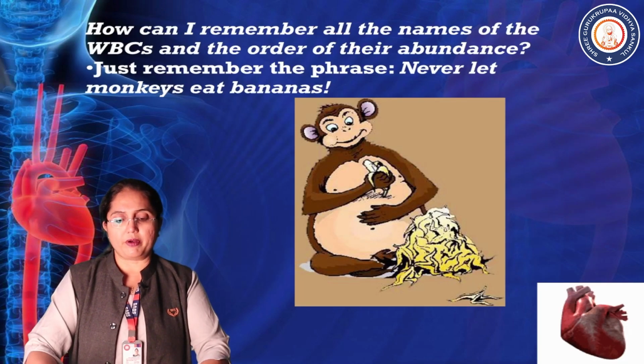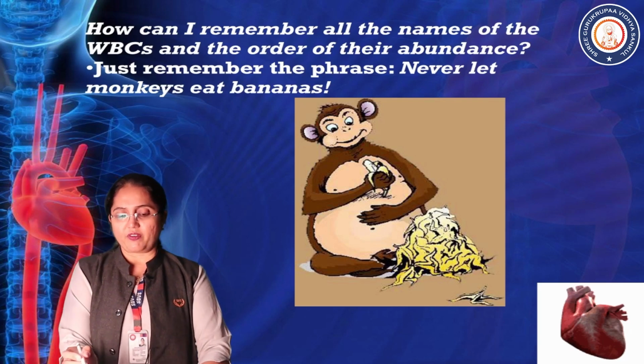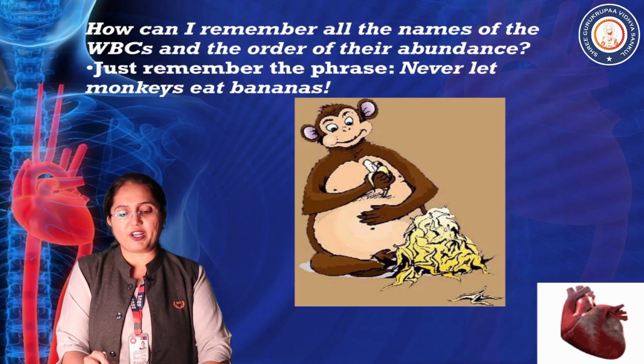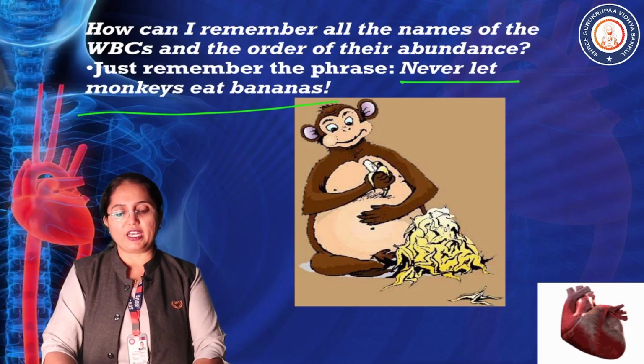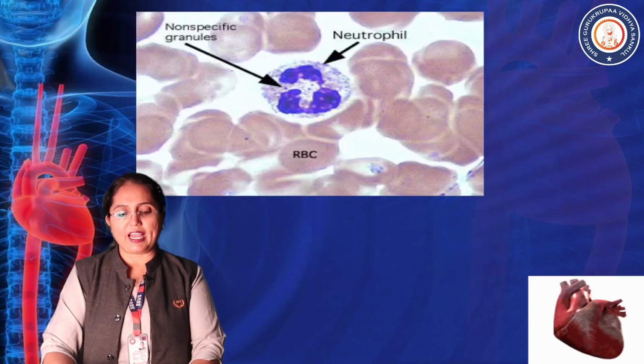Now how can I remember all these names, right? Just remember them by the sentence, or you can say the phrase, which is given: never let monkey eat banana, and you will find all those names of WBCs abundantly.